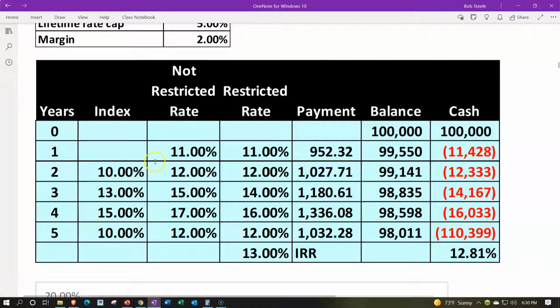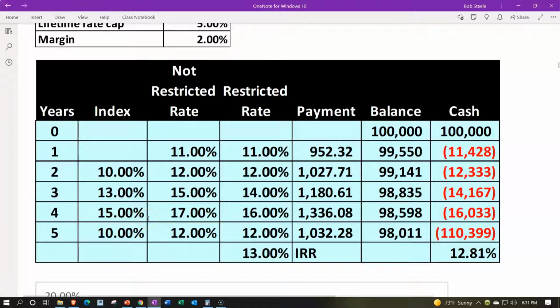Then we can think about what would happen if there were no caps with regards to the rate, meaning the first year typically isn't tied to an index because it is usually like a teaser rate, might be lower than usual, might not be tied to the index in the same fashion. After that, it would be increased by the margin of 2%. So if the index showed 10%, we bring it up to 12%. Index shows 13%, we bring it up to 15%. Index showed 15%, we bring it up to 17%. And if the index is 10%, we bring it up to 12% here.